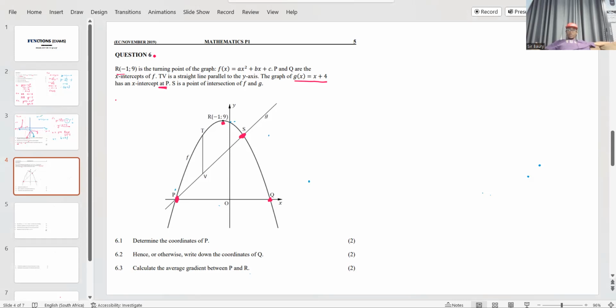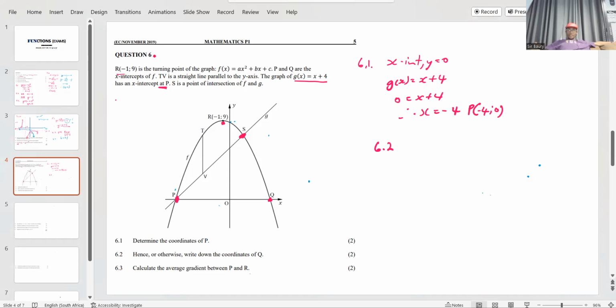Determine the coordinates of P. This is a straightforward question, 3 marks. X-intercept, y is equal to 0. So g of x is equal to x plus 4. So 0 is equal to x plus 4. Therefore, x is going to be equal to -4. The coordinates of P are (-4; 0). Second question: hence or otherwise, write down the coordinates of Q.